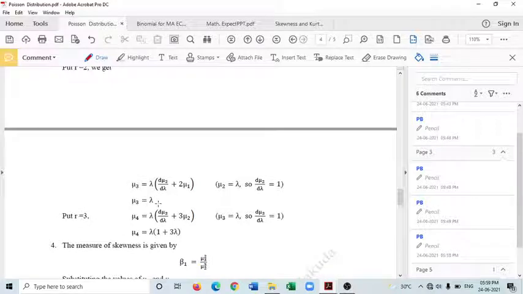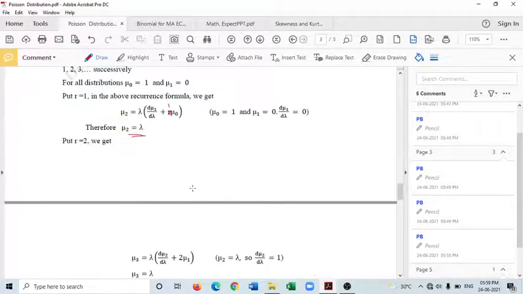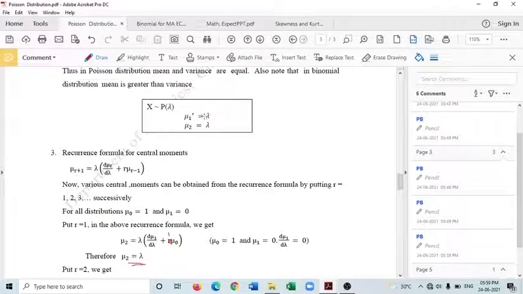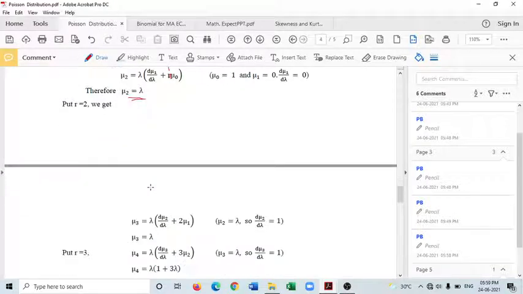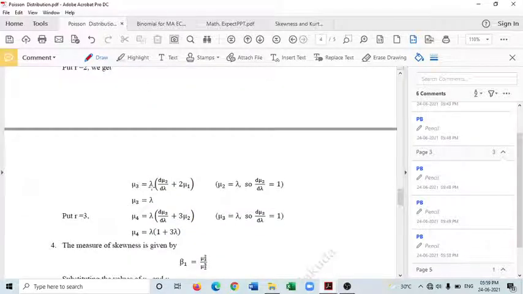So it's a very peculiar property of Poisson distribution, that the first raw moment, that is the mean, then the variance and also the third central moment, all these are equal to lambda. That is, once again, mu 1 dash, the mean, the second central moment mu 2, and the third central moment mu 3, all are equal to lambda.